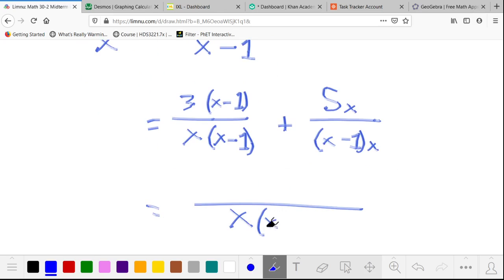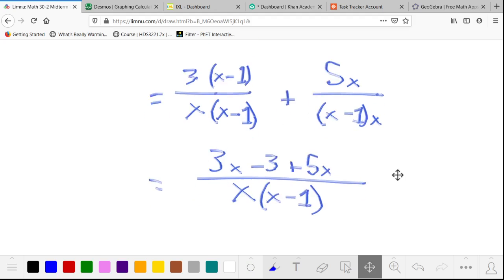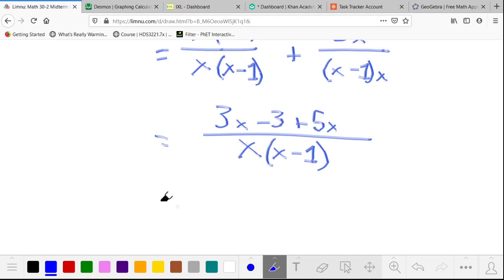That gets us to our common denominator. What's our next step? FOIL, right? Yeah, the distributive property. And our next step? Like terms? Yeah, we collect like terms.